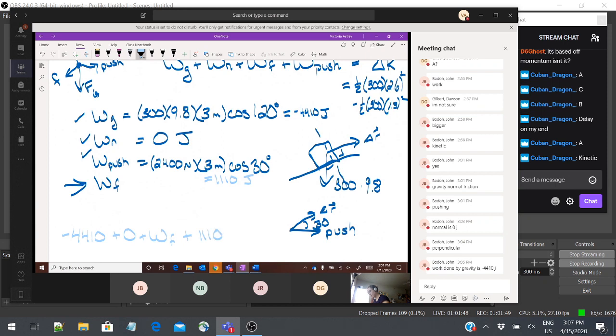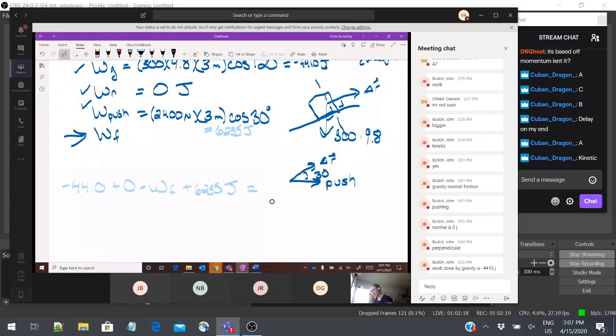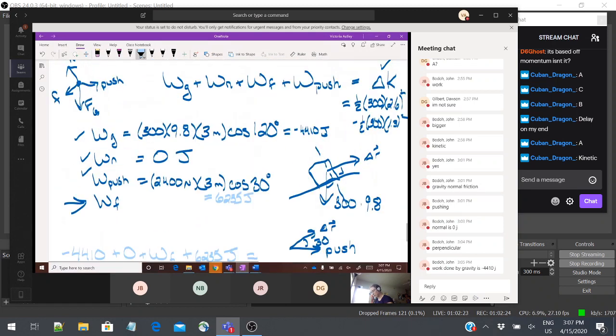It's really 1111 joules equals my change in kinetic energy, which is, oops, nope. I had my calculator in radians because I was doing radians for physics 2. Should have known better. 6235. Okay, and this makes sense because we hope to get a positive number out of this. Okay, and then that equals our delta K, which we were calculating up here.